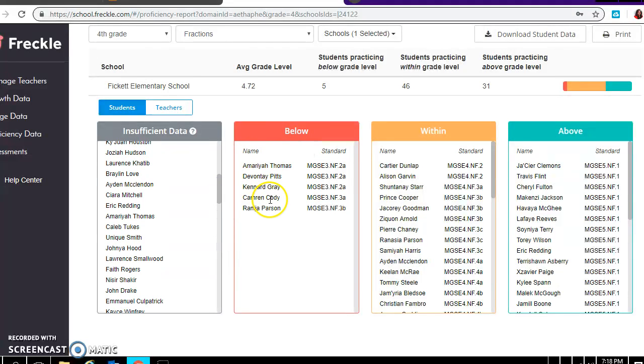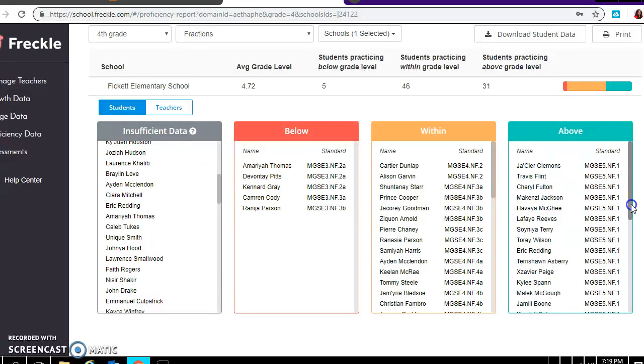These students that are performing below, I would want them on Freckle as well, and I would have them working on this standard within third grade, which connects to fourth grade as well. And then these students that are within grade level, I'll look at the specific standard, like Shantanae, 4.NF.3.A. I would want to create assignments with that fractions standard to get her to improve.